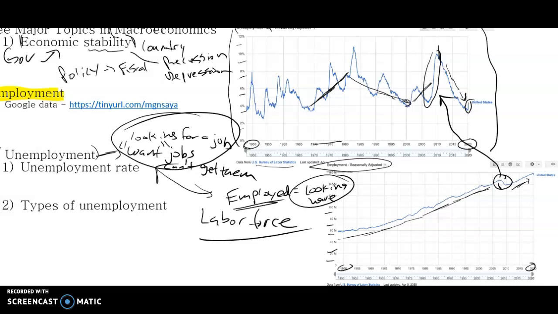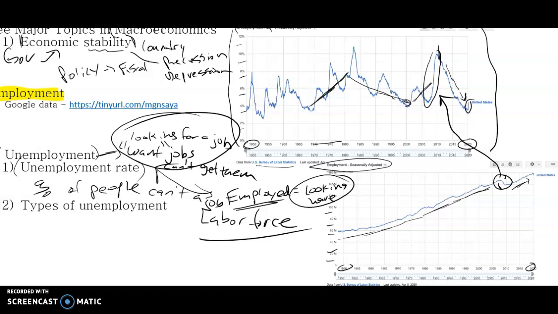Okay, so labor force is the total amount of people that are either looking for a job and have a job, or looking for a job and don't have a job. And if you compare these things, you're going to get what's called the unemployment rate. This is going to be the percent of people that can't get a job that want a job.